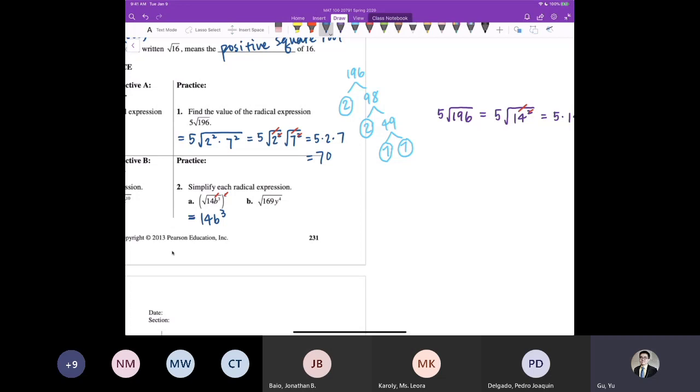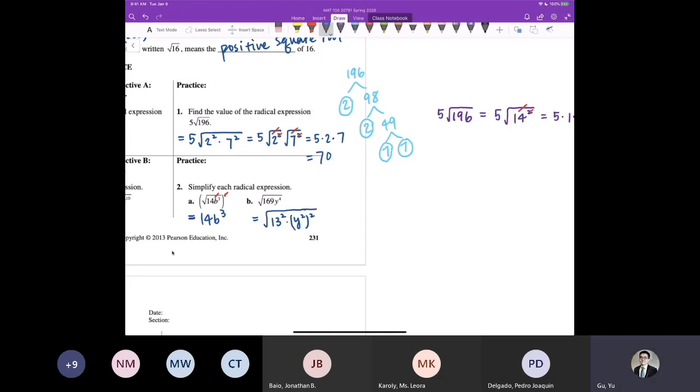Part B, square root of 169y to the 4th. For this one, I'm going to rewrite the base just like what we did before. 169, if you look at the perfect square table, you will notice it's 13 squared. So you will rewrite that as 13 squared. Y to the 4th, you could break it into 2 parts if you want, or you could rewrite it as y squared raised to the 2nd.